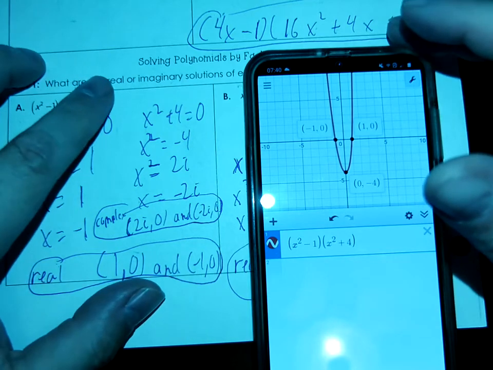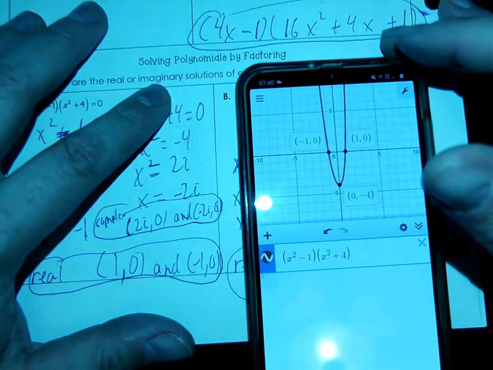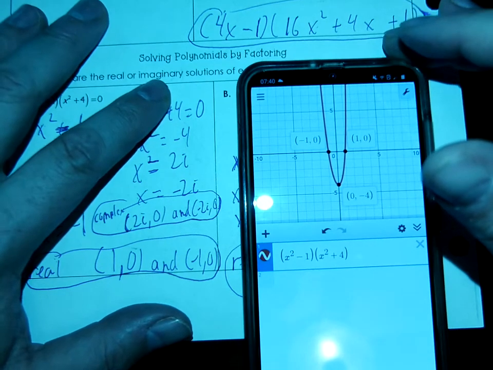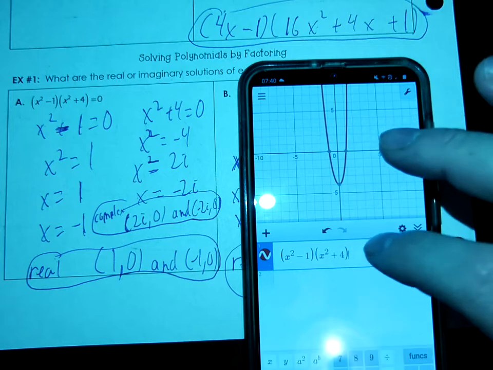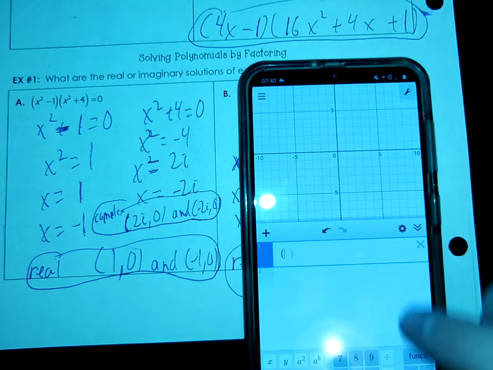So you can get half of the answers here with the calculator, the real zeros. The imaginary zeros the calculator is not going to give you. The Desmos calculators don't. There is a type of graphing calculator that does do those, but not this type.